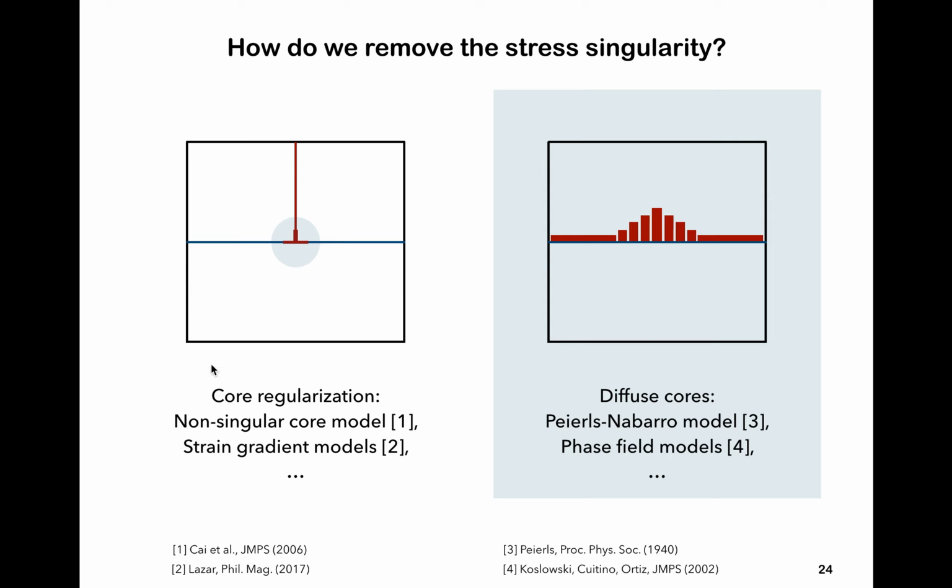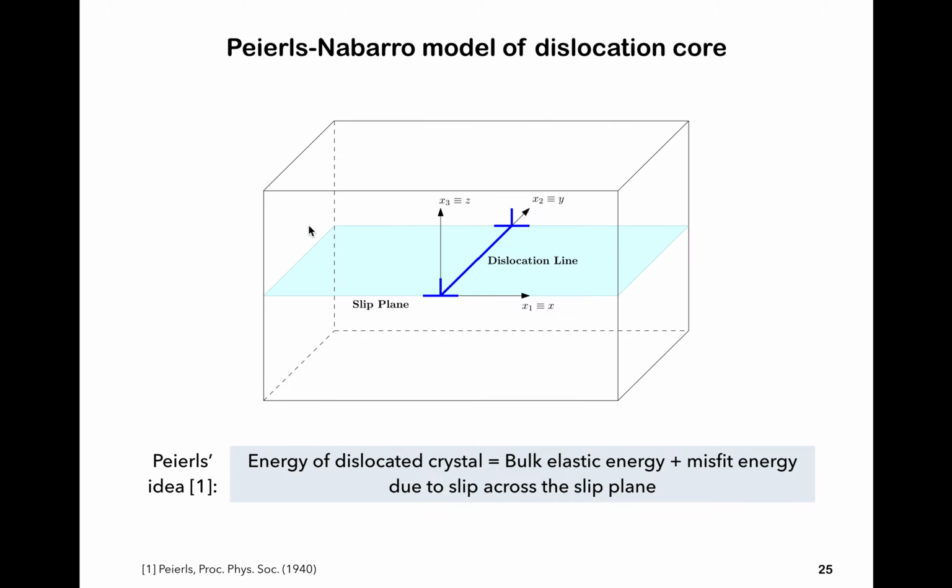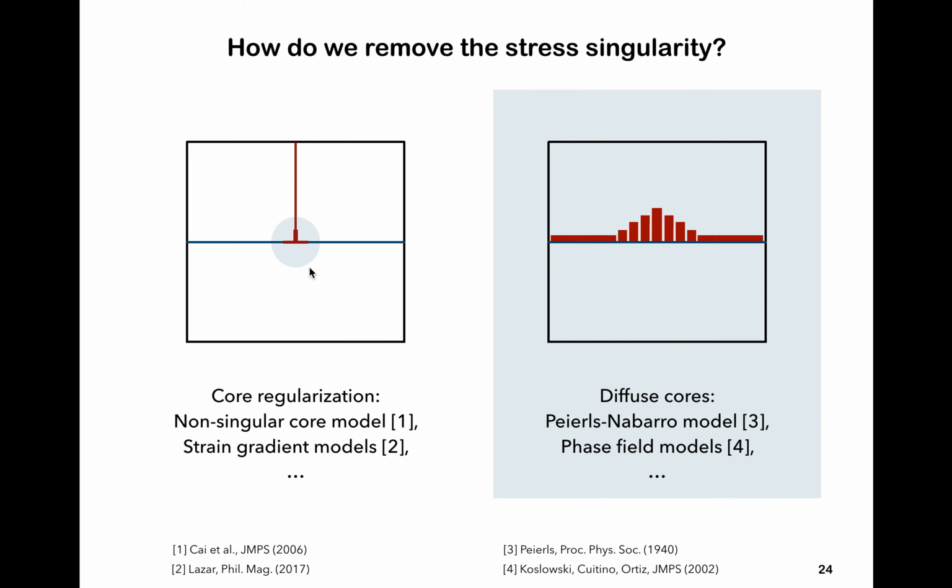For instance, there are what are called core regularization models, where people remove a region around the dislocation core, and they use linear elasticity everywhere else, and they come up with very interesting mathematical models to remove the singularity in this shaded region, the dislocation core. So there are non-singular core models due to Weisai, for instance. There are also strain gradient models where, in addition to the stress depending on just the elastic strain, you model it as depending on the elastic strain gradient also. Those models can also help you to remove the singularity at the dislocations.